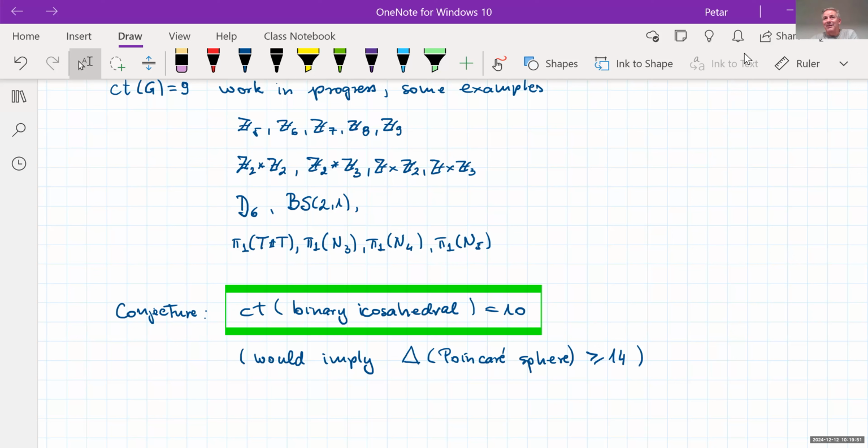I mean, okay, what is CT? CT is not defined for the group. We have kind of two possibilities. Either you say the invariant of the group is the minimal 2-complex, all right, or the CT of the space, of the Eilenberg-MacLane space.